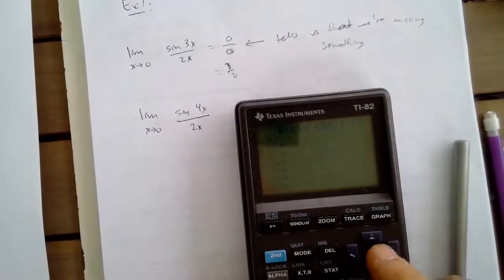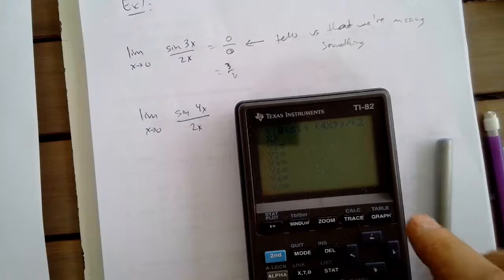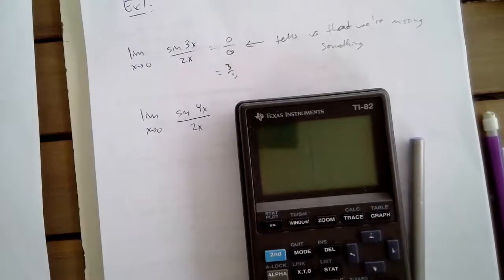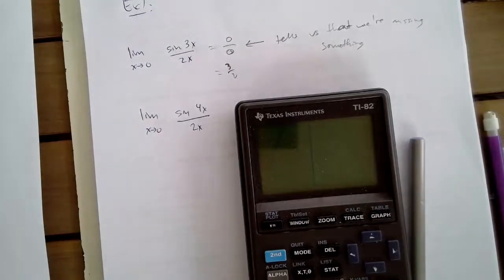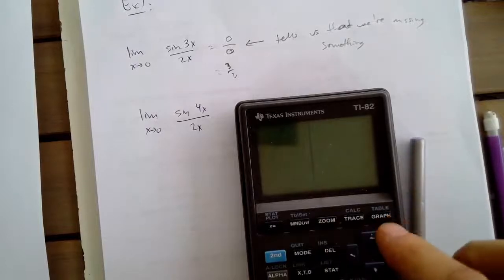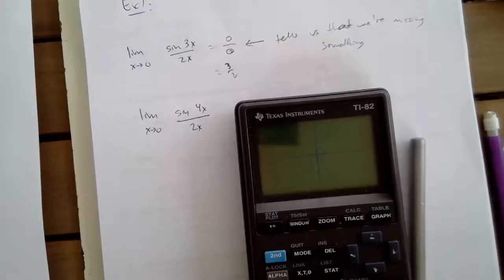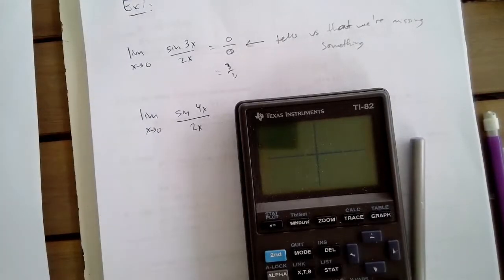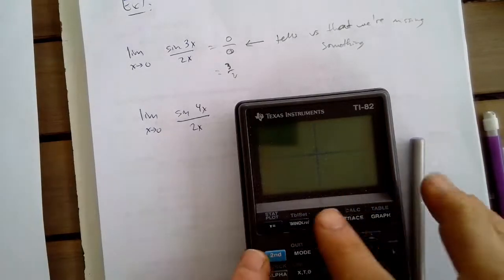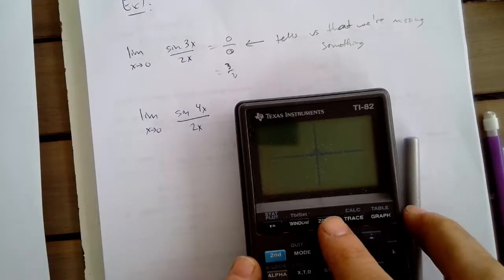Okay, graph it out. Oh, my zoom's off because I forgot that step. Zoom, and then do zoom standard. Okay, you can see that area. I'm going to zoom in right around that, or do a zoom box. Let's go zoom in.